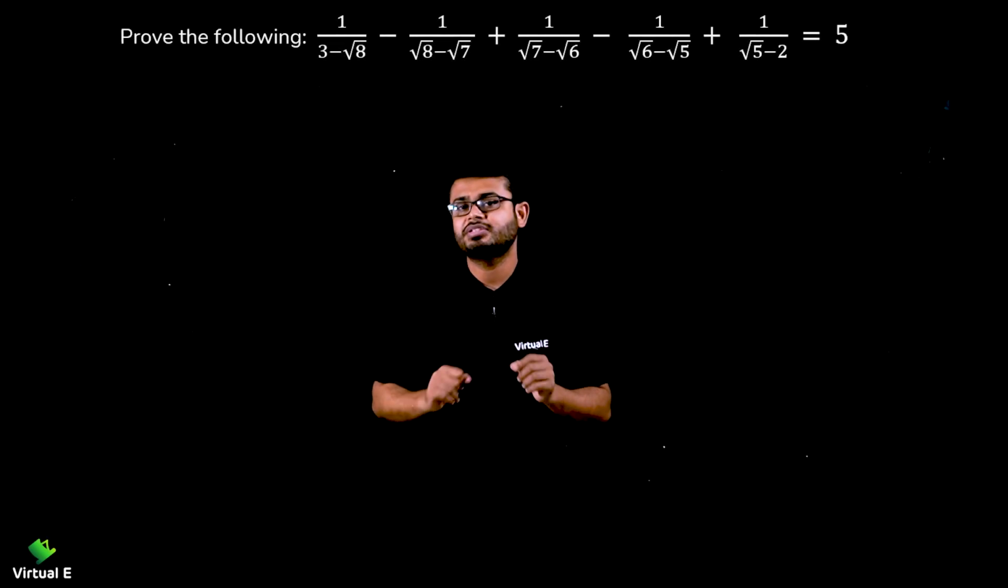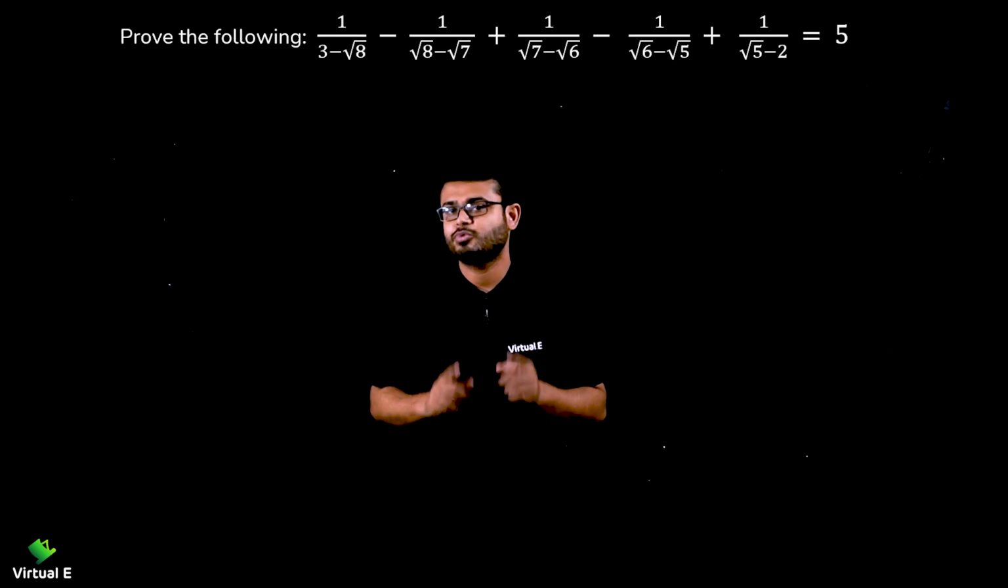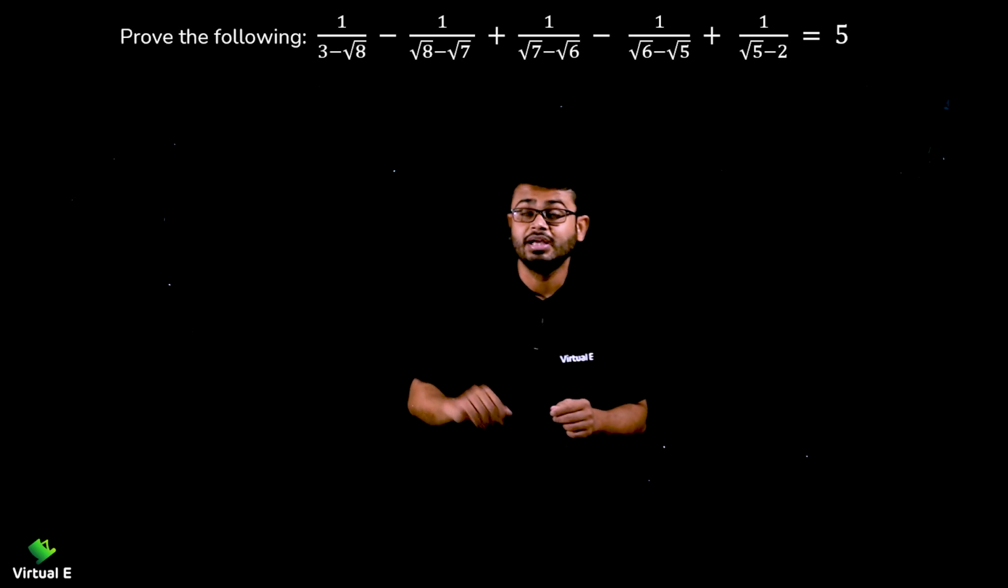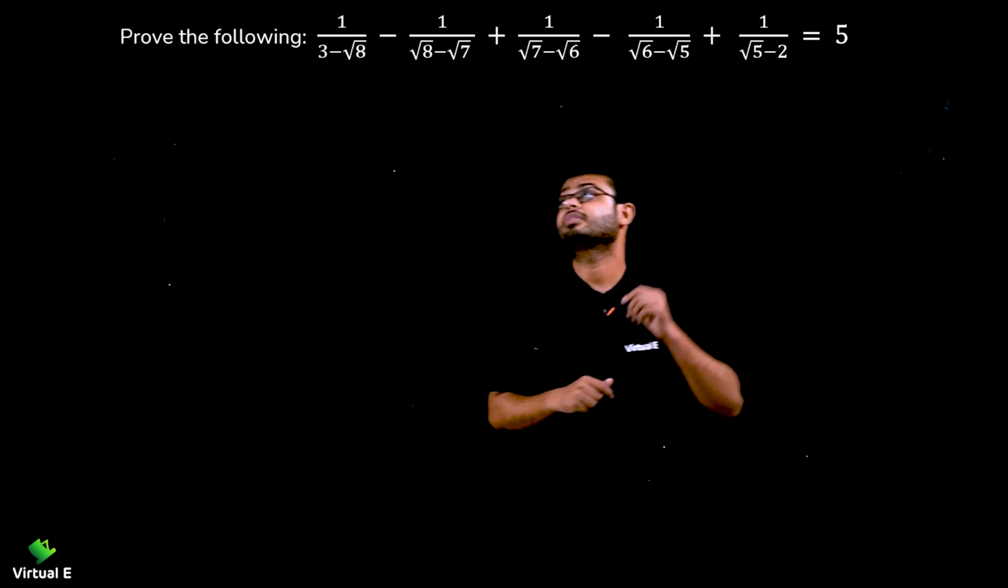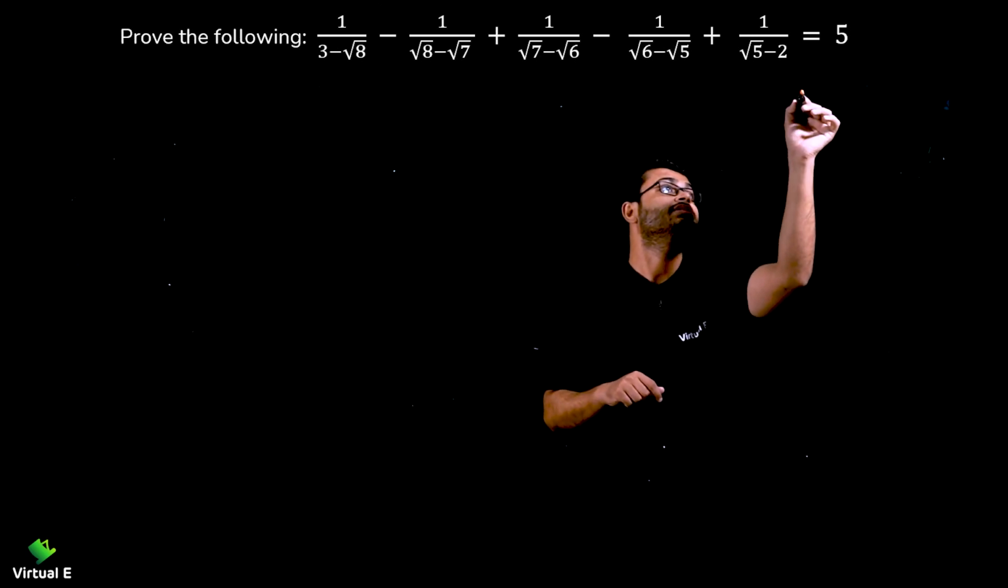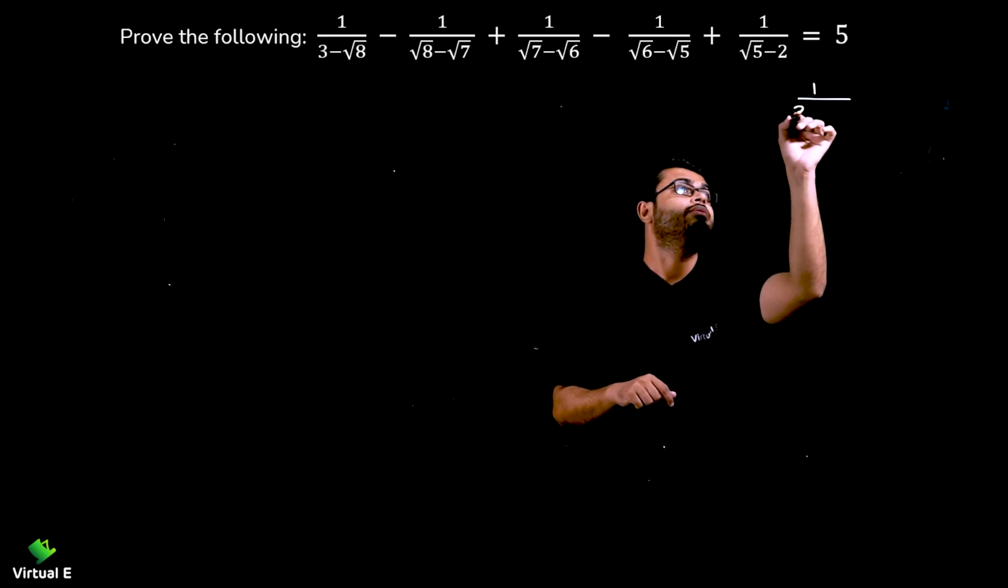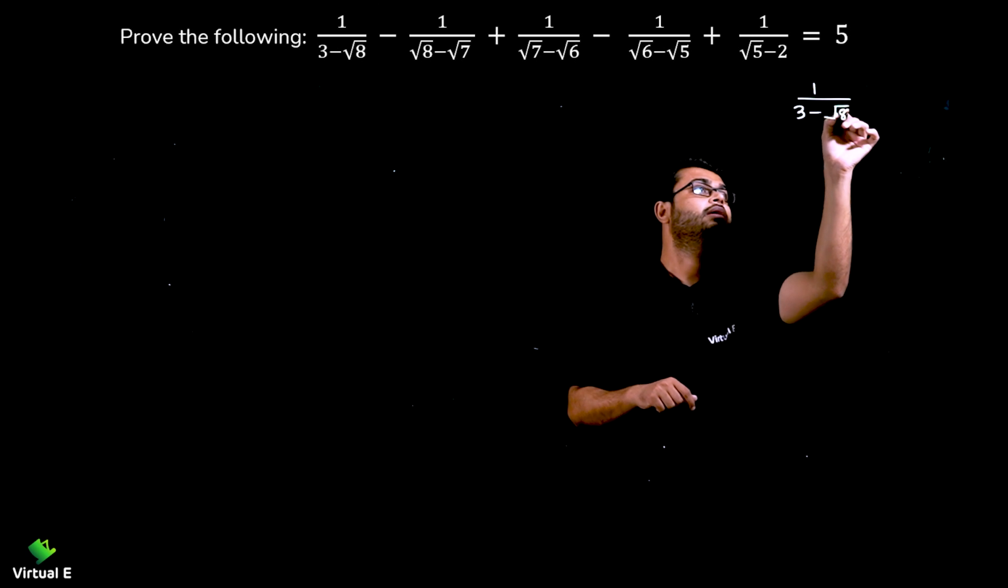Let's discuss one more interesting question where we are supposed to solve so many terms in the one question itself. It's about simplification. Let's start with the first term. We have over here 1 over 3 minus root 8. So let's start with 1 over 3 minus root 8.